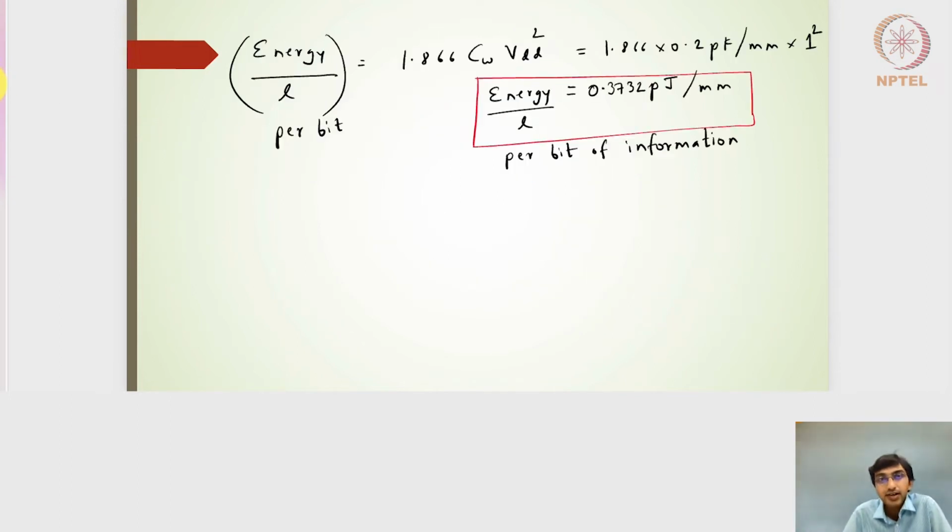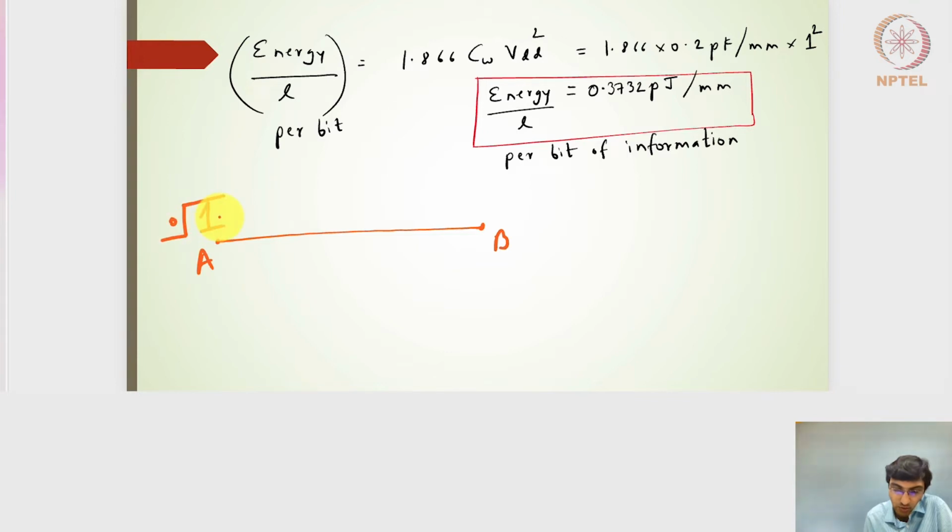Moving ahead, energy per unit length, for one bit of information that has to be transferred across. So if I have a long wire, from A to B, and I need to pass one bit of information, a 0 to 1 transition, to B, what is the energy per unit length of the wire for passing that one bit?